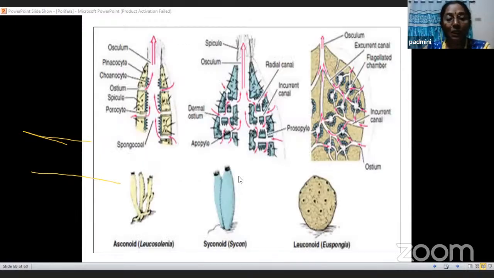So this is all about the phylum Porifera, and I have given you all these pictures so that it'll be easy for you all to understand. So this is all about the phylum Porifera. Hope you people have at least understood 50% of what we spoke over here.